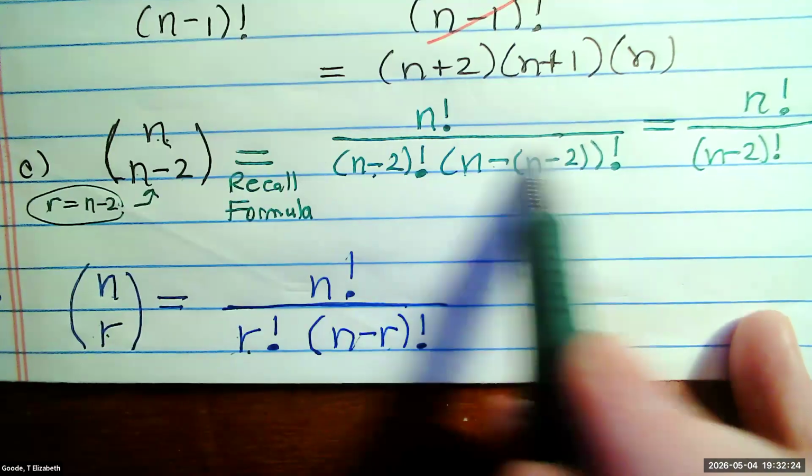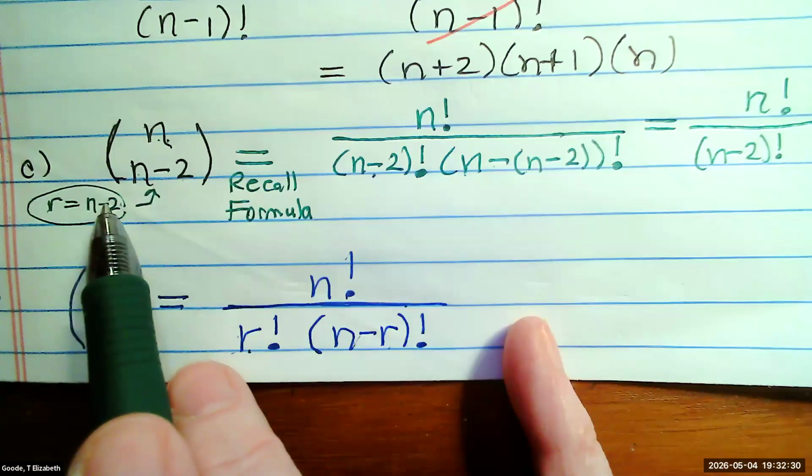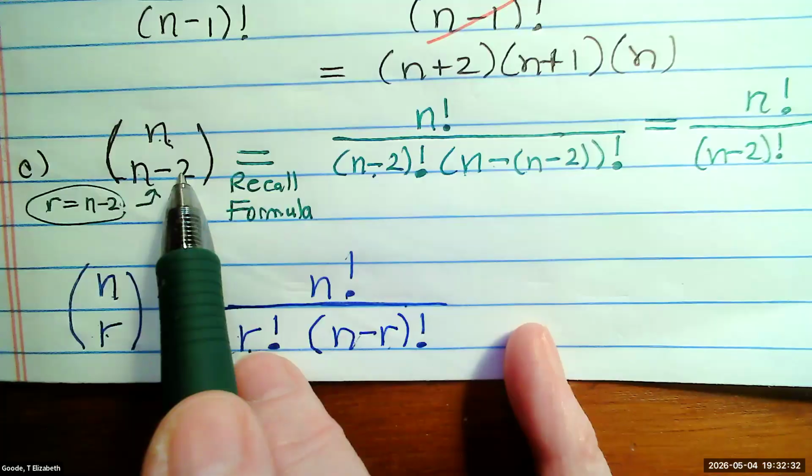Wait, let me zoom in onto your thing. I can't see; you wrote n minus 2. How did you simplify that? I haven't simplified this yet. Oh, okay. But look, isn't the r n minus 2 here? Yeah, n minus 2, r, yes.